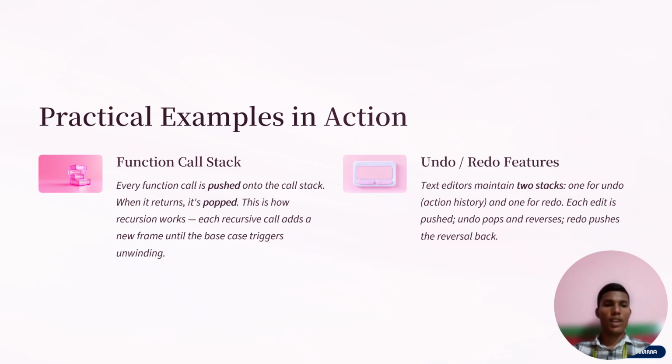Practical examples and applications: function call stacks. Every function call is pushed onto the call stack, and when it returns, it is popped. This is how recursion works. Each call adds a new frame until the base case triggers and unwinding begins.